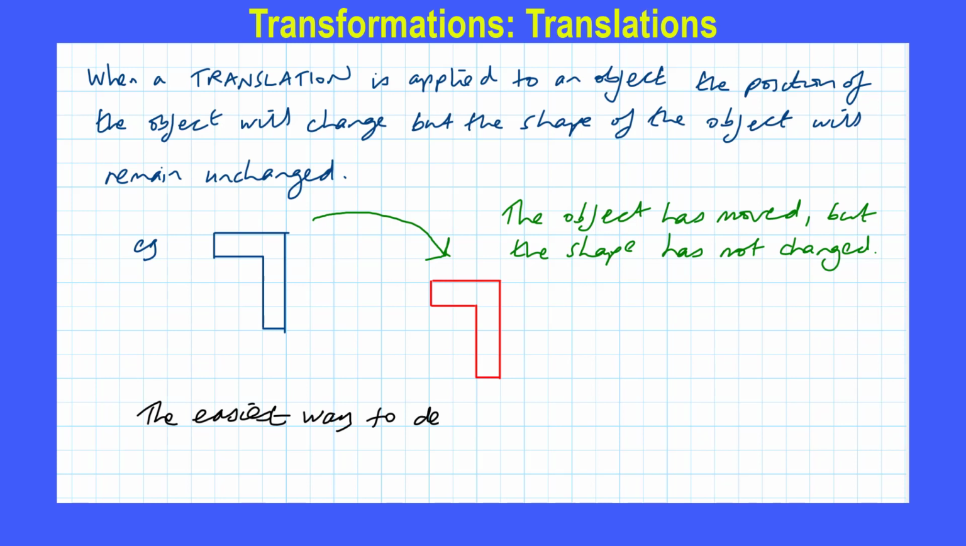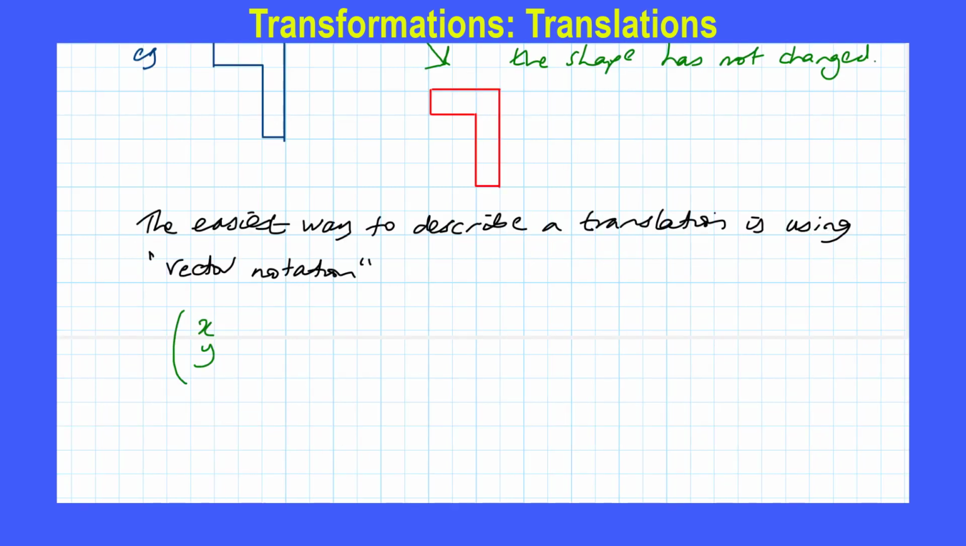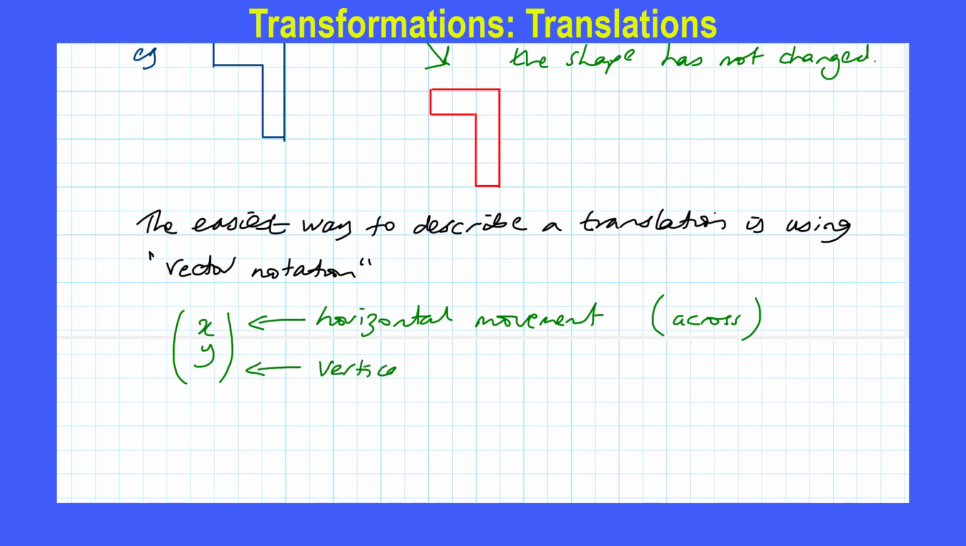Now the easiest way to describe a translation is using vector notation, and we use what's called a column vector. A column vector is written in brackets, one number over another one. The top number is always the horizontal movement, that's going across, and the bottom number is the vertical movement going up and down. Positive is always to the right, or positive is always up. So negative is to the left and negative is down.